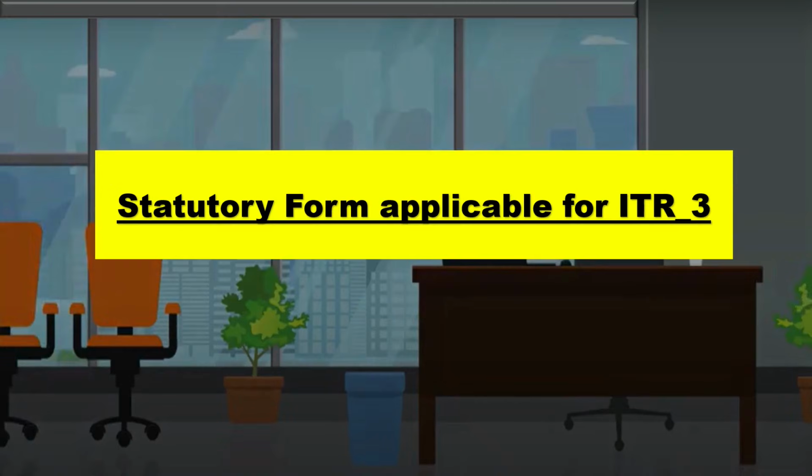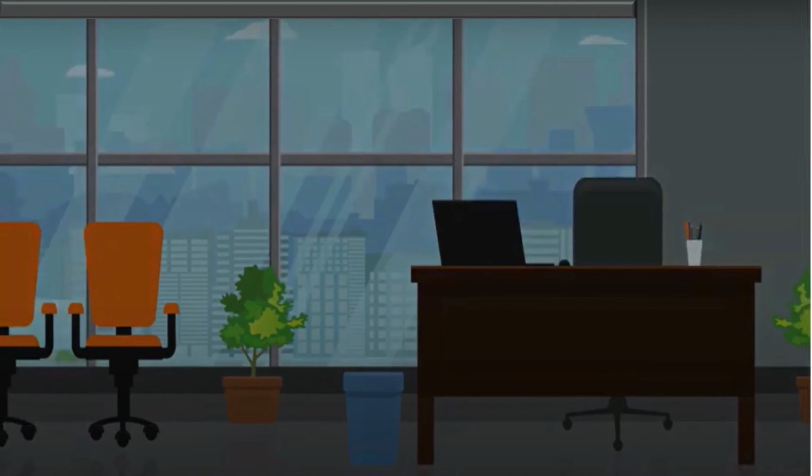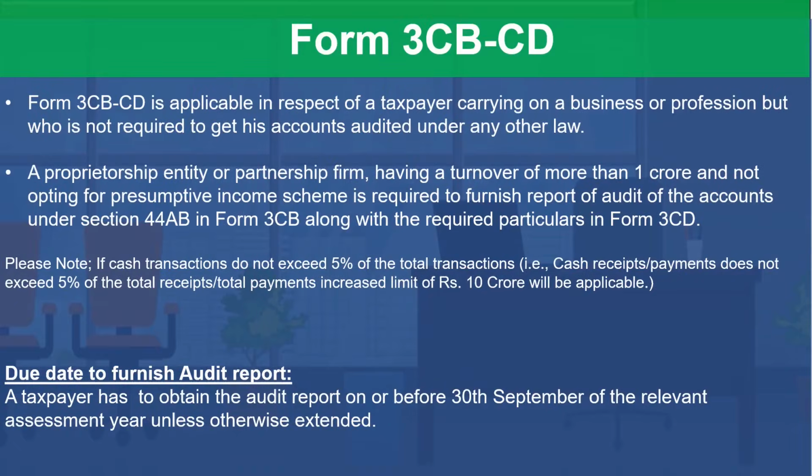Let us now check the statutory forms applicable for Form ITR 3. Form 3CB/CD is applicable in respect of a taxpayer carrying on business or profession but who is not required to get accounts audited under any other law. A proprietorship entity or a partnership firm having a turnover of more than Rs 1 crore and not opting for presumptive scheme is required to furnish report of audit of the accounts under Section 44AB in Form 3CB along with the required particulars in Form 3CD.